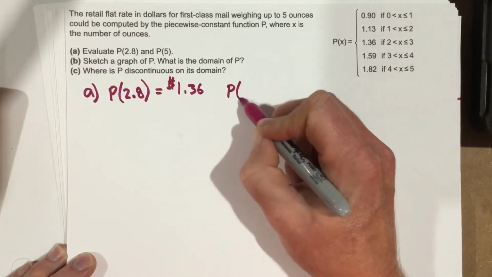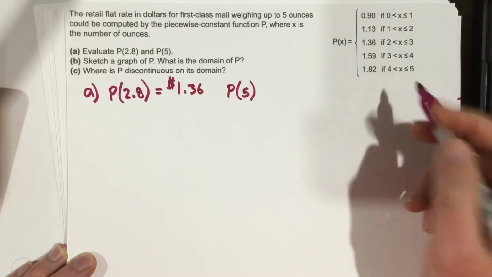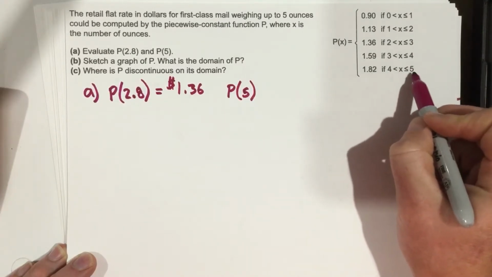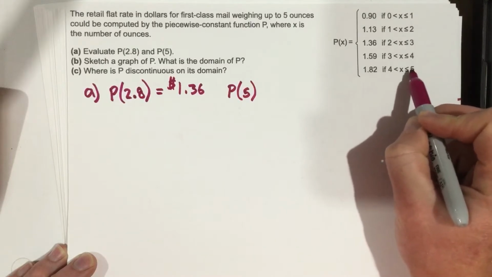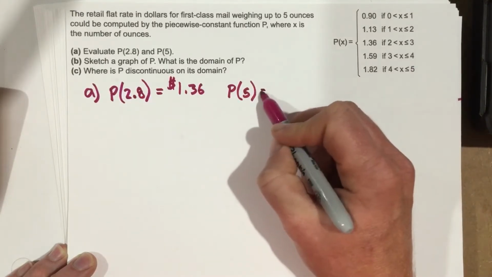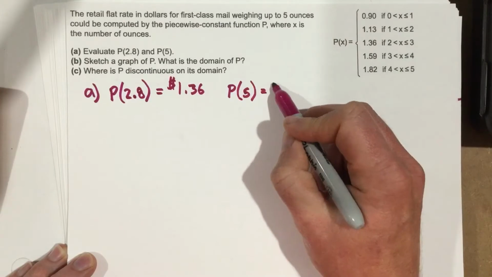And then we'll look at p of 5, which is 5 ounces. Now remember, this says less than or equal to 5, so this is good. That's in this range here, 4 to 5, where it can be equal to 5. You can see that that's $1.82.